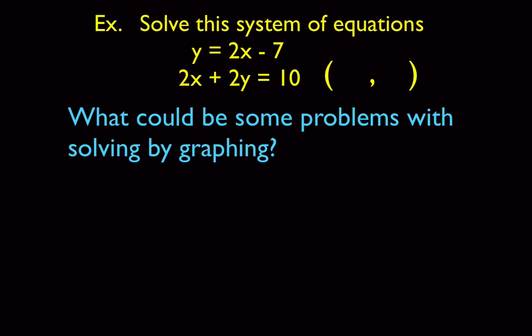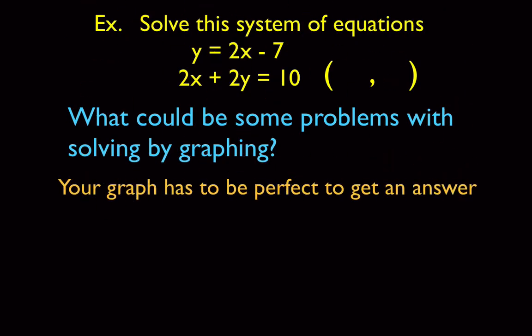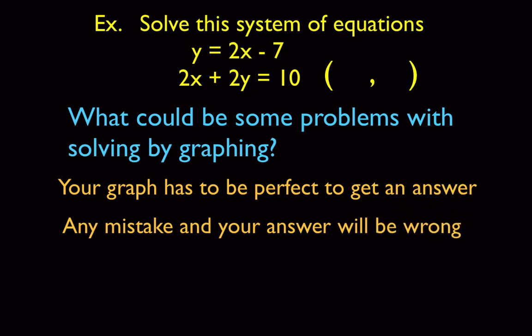Okay, well, here's a couple that I came up with. You might have thought of some others. Your graph has to be perfect to get the right answer, even to get an answer. If my line was a tiny bit off on my graph paper, it wouldn't have crossed at exactly 4, 1. The answer would still be 4, 1, but my graph would have led me to a wrong answer. In addition, with any mistake, even the slightest one, not only will you get a wrong answer, it may even look like a right answer.